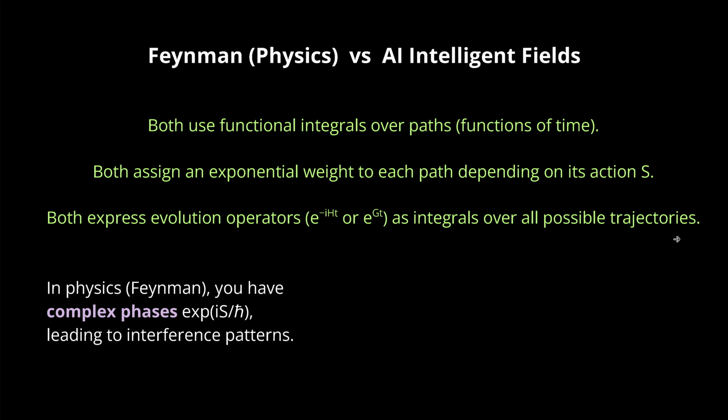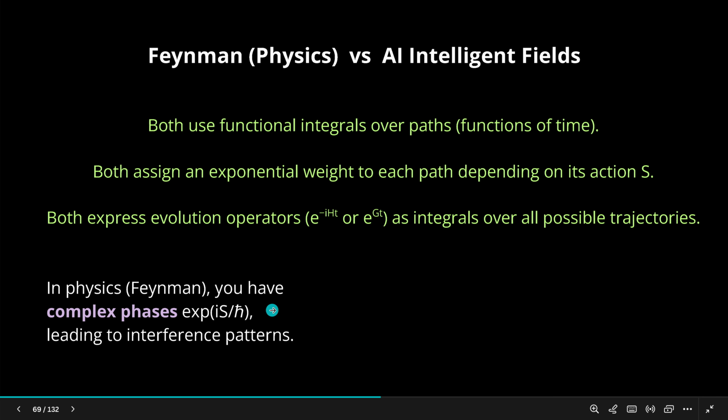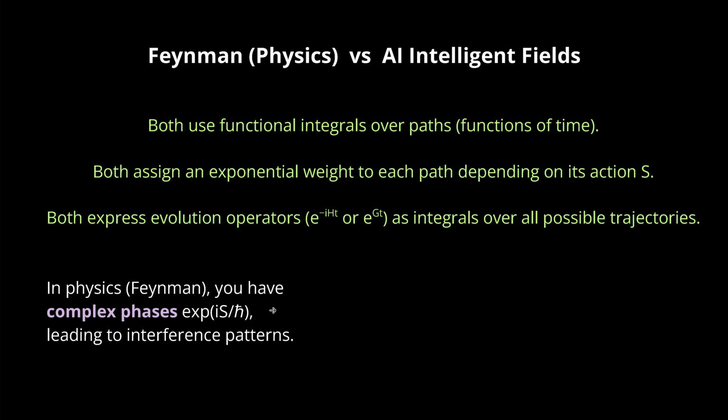And now we have a problem. No, we are still not there yet. Let's formulate it. So in physics, Feynman, if you see his lectures, you have complex phases, and of course this is beautiful in theoretical physics, leading to interference patterns, and remember the double slit experiment. You remember this, there was something, no?